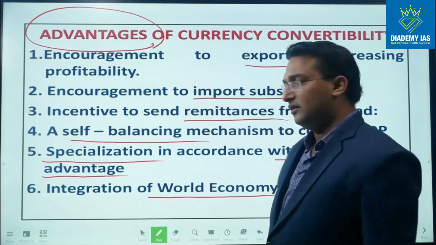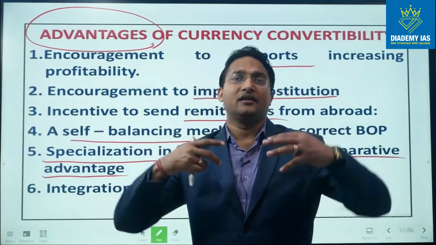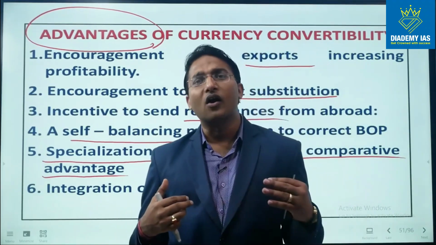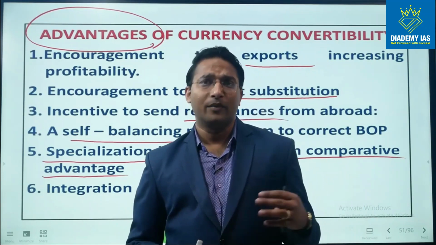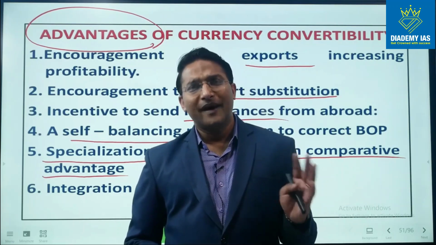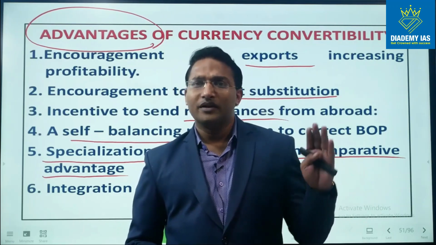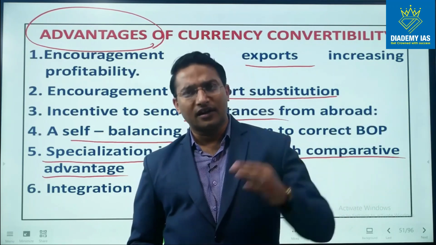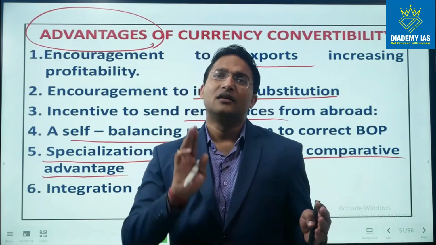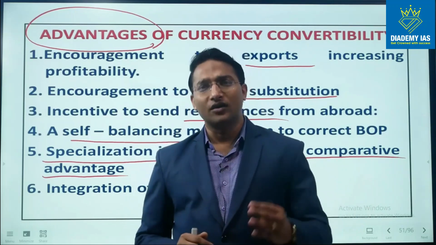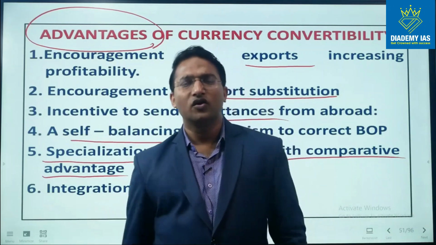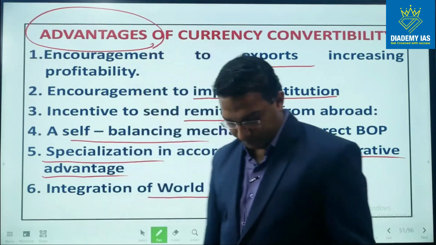Integration of world economy. The world economy will integrate. So nowadays we can see organizations which are operating different facilities in different countries. For example, these sports shoes companies buy the raw material from one country, assemble in another country, and sell in another country. So their marketing office, assembly line, their head office, all of them are falling in different countries because of easy convertibility of current account transactions.